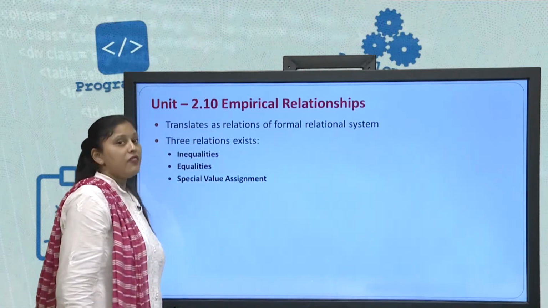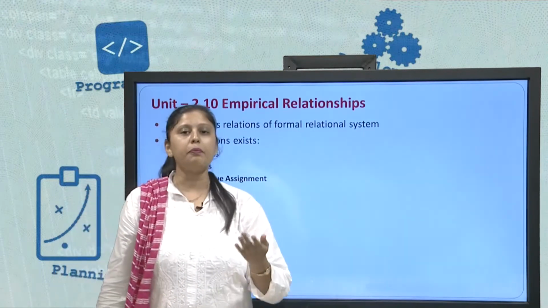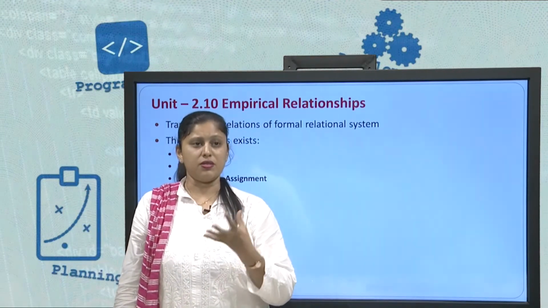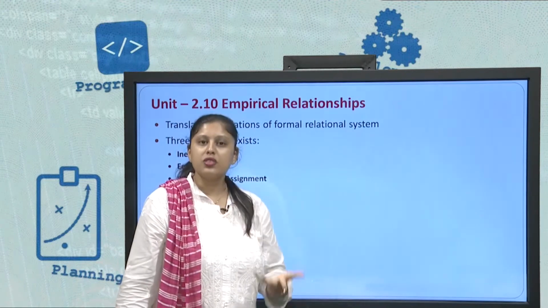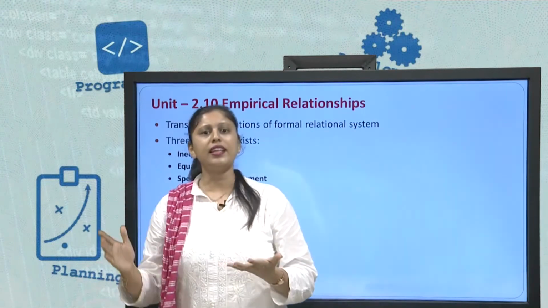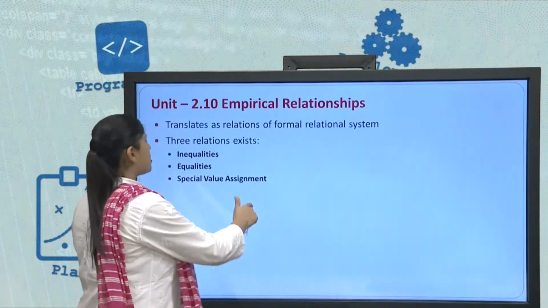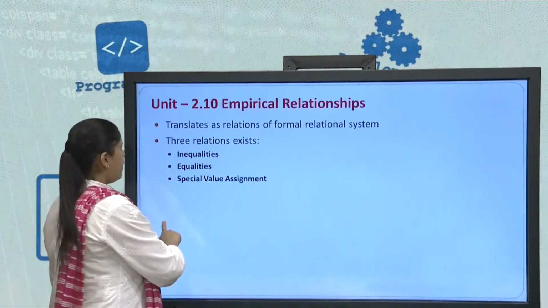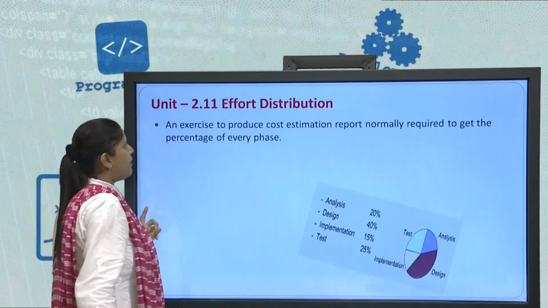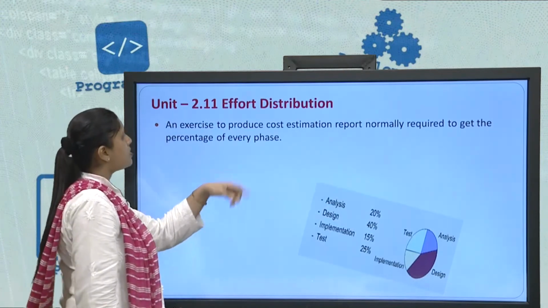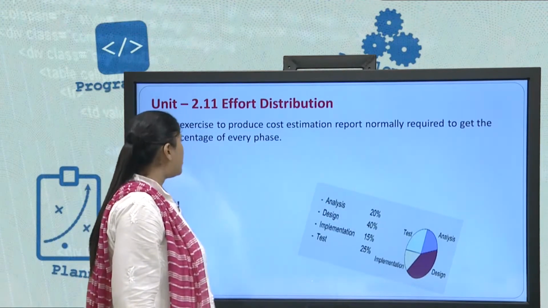And special value assignment, for example, certain functions that we keep are abstract classes, abstract functions, all those which return you 0 and probably after that it is used somewhere in the project, then we call it special value assignment. 2.11 is effort distribution, an exercise to produce a cost estimation report normally required to get the percentage of every phase.